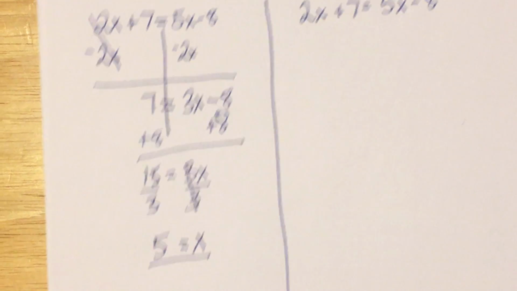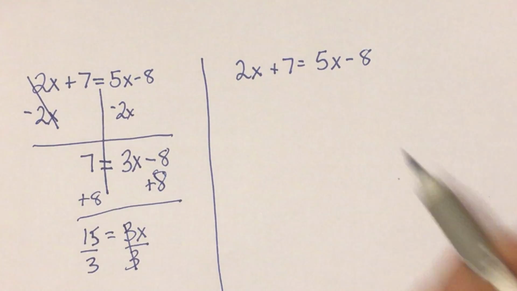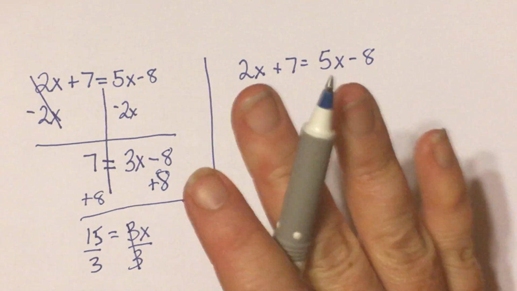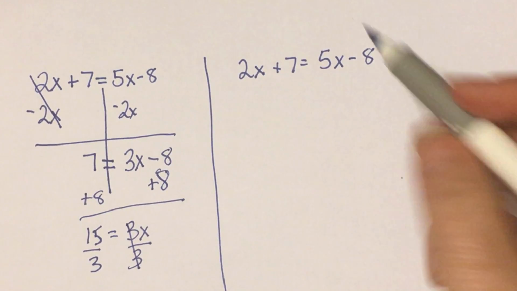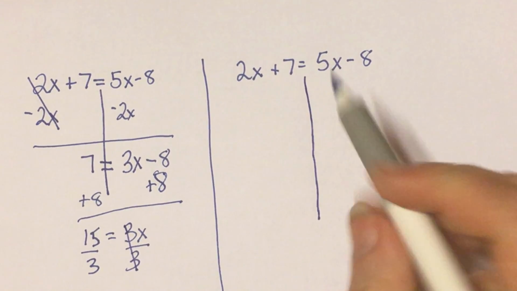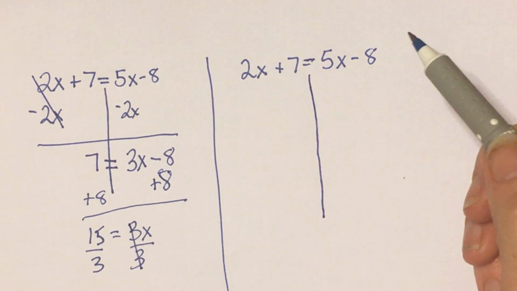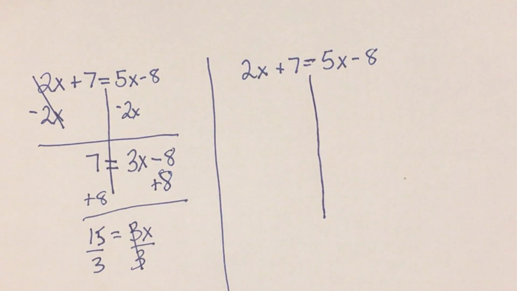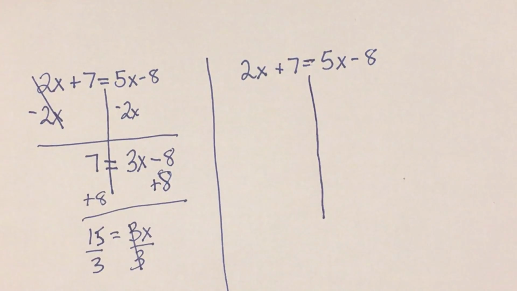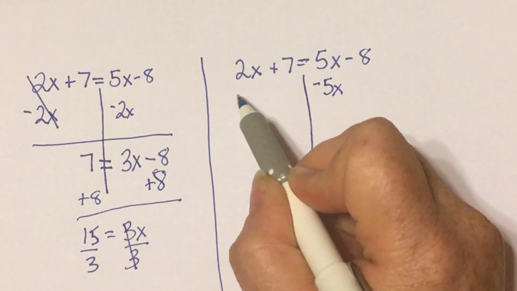Now, you're going to say, wait a minute, that's the exact same problem that you're about to show me. Am I watching this video twice? And I'm going to say, heck no. What's going to happen is that inevitably every student will say, does it matter which one I move? No, it doesn't. It's a personal preference. So watch what happens when I move the 5x instead of the 2x.